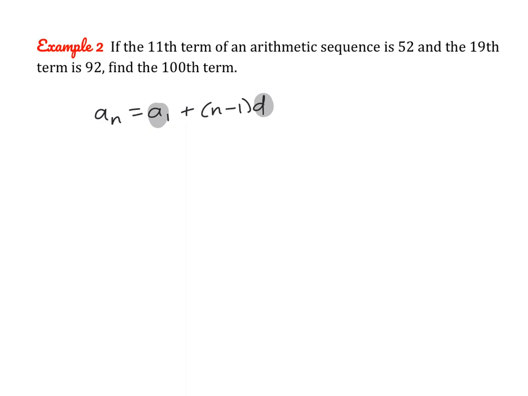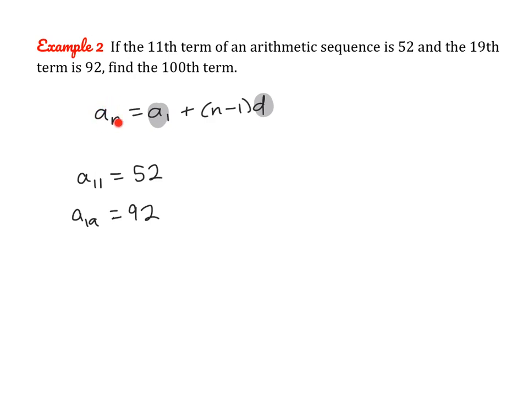Luckily, we have 2 pieces of information which we can use to set up a system to find 2 pieces of missing information. When they say that the 11th term of an arithmetic sequence is 52, they're saying that a sub 11 is 52. And when they say that the 19th term is 92, they're saying that a sub 19 is 92. So we're going to plug these values into this formula to set up a system.